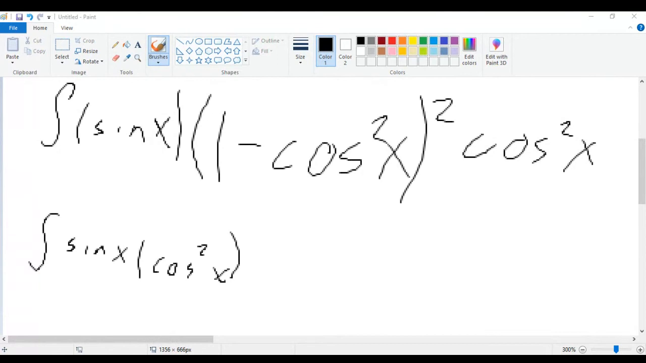Yeah, it looks like you maybe missed one term or two. Did you just do 1 minus cosine squared and not 1 minus cosine squared, then that squared? That would be my guess.